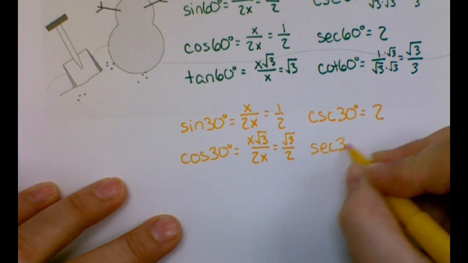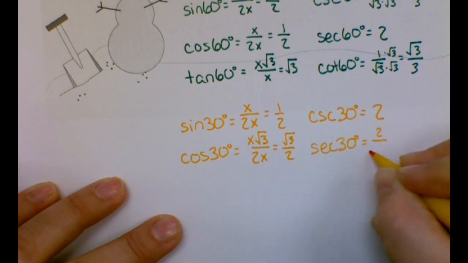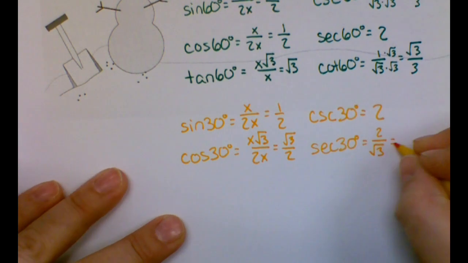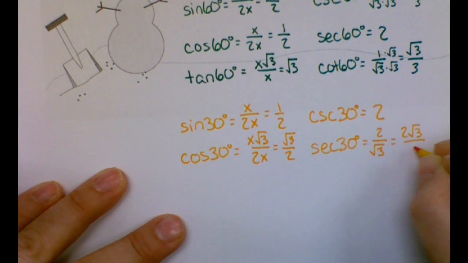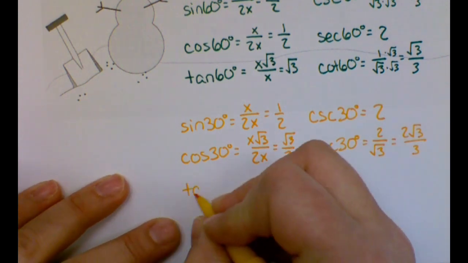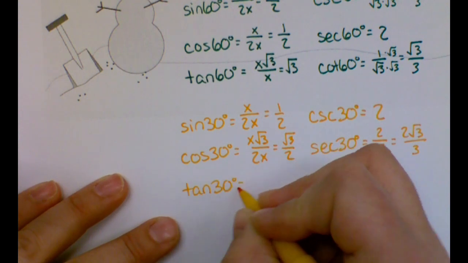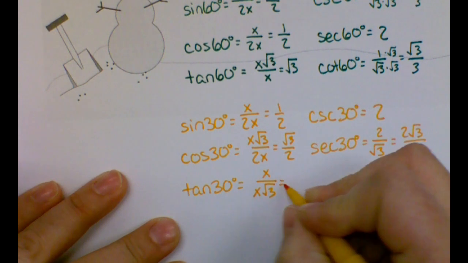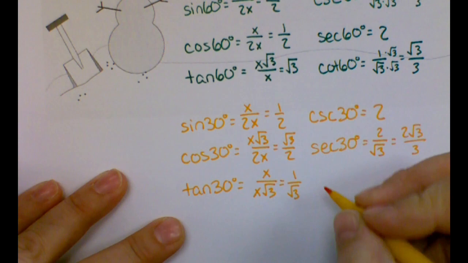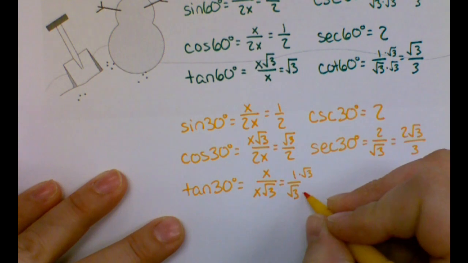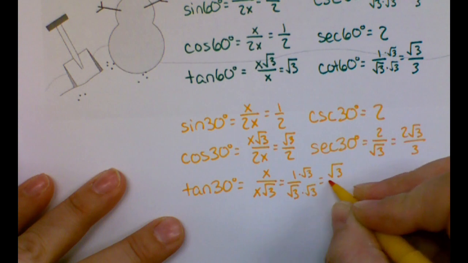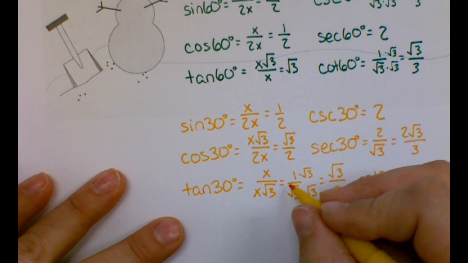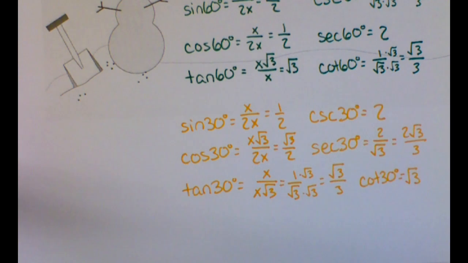The secant of 30 degrees is the reciprocal of that, which is 2 over the square root of 3. We already rationalized that as the cosecant of the last one, so it'll become 2 square root 3 over 3. And the tangent of 30 degrees is opposite over adjacent, which is x over x square root 3. X is canceled, leaving me 1 over the square root of 3. Multiply that on up, I get the square root of 3 over 3. And my cotangent is the reciprocal. Take the reciprocal before rationalizing. So it's the square root of 3.